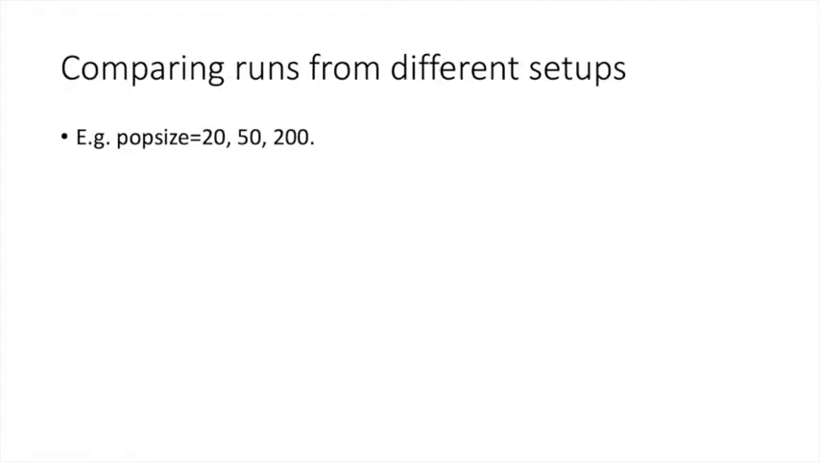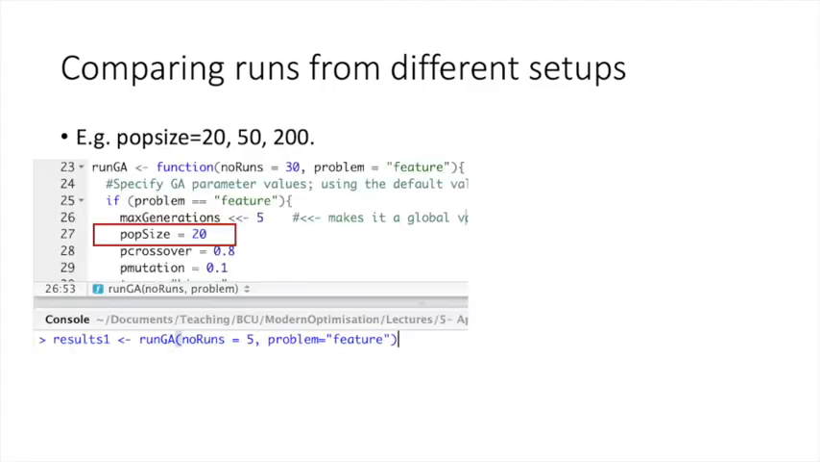Now, before we start graphing, one last thing. Often in genetic algorithms experiments, we compare the results from different setups. For example, we may run one set of runs with a population size of 20. So we modify the code as on your screens. Now source the file after setting the variable pop size to 20. Make sure that you source the file. And then call the runGA function as appearing at the bottom of the slide, and store the results in a variable called results1.